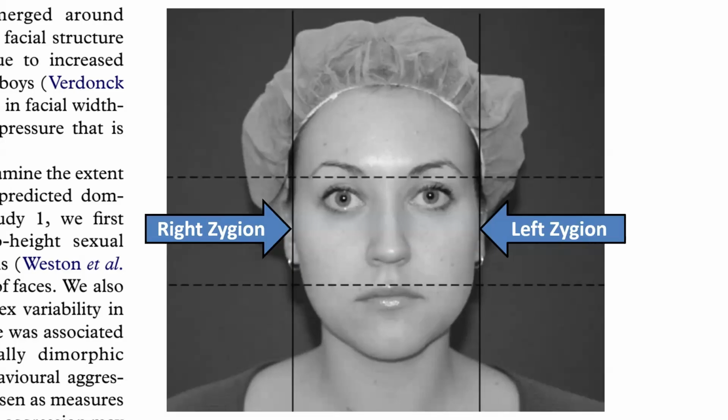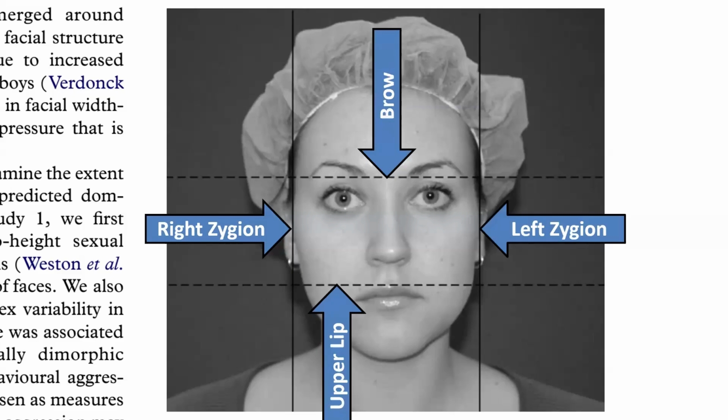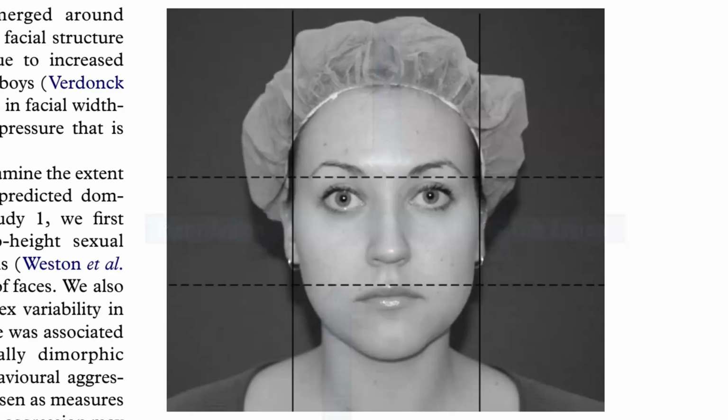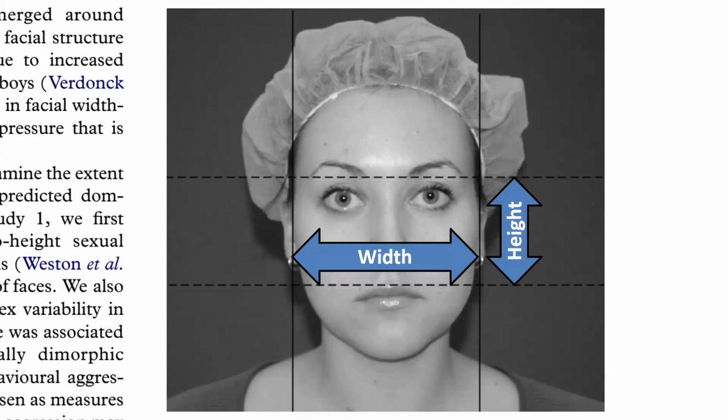All right, so right zygon, left zygon, and then they also determined where is the upper lip, and then where is the bottom of the brow, and those are the measurements that gave them the width to height ratio. So right zygon, left zygon, that gave them the width, and then upper lip to lower brow, that gave them the height, and then they took the width, they divided it by the height, and that gave them their facial width to height ratio. So this is a quantitative measure because it takes on actual measurements and turns it into a quantity that tells you basically how wide is your face compared to how high is your face.